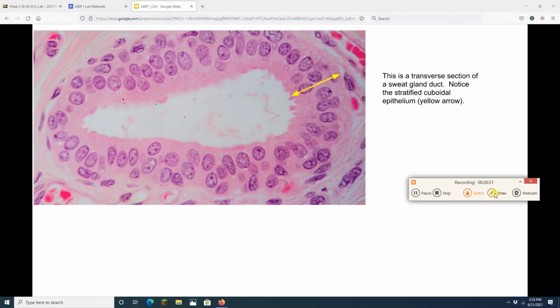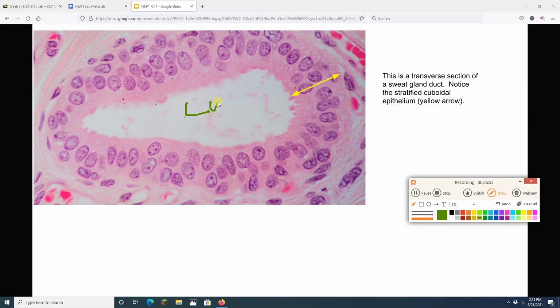So here is the lumen of the duct of the sweat gland. And here are the yellow arrows on the epithelium lining that duct. And check it out. We definitely have multiple layers here. Sometimes 2, sometimes 3, occasionally even 4, I believe. So this is a stratified epithelium. The cells are mostly circular-ish. So it is a stratified cuboidal epithelium.